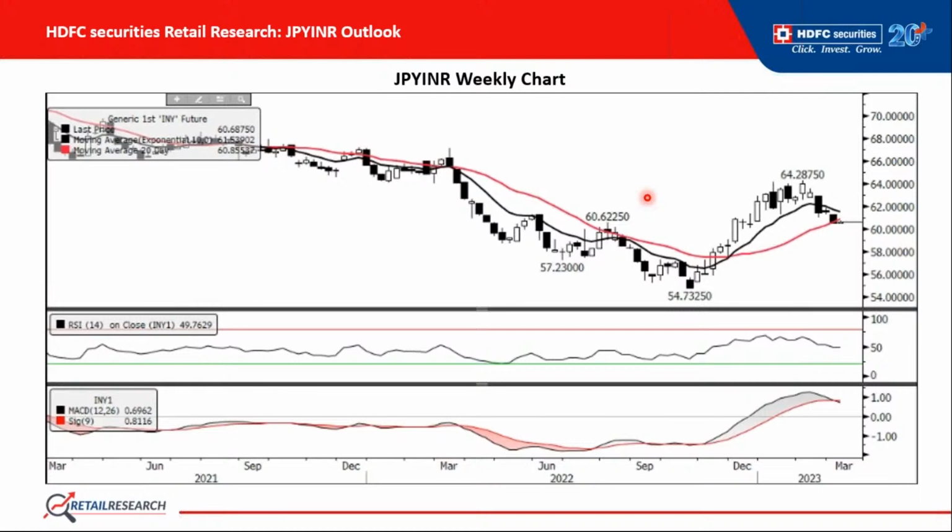But as you can see, the formation of lower tops and lower bottoms that started long ago has been reversed, and we have seen that after 54.73, one of the prior highs, was crossed, there are chances that we can see a trend reversal by forming a bottom somewhere around 59. That would probably satisfy the higher highs condition, and there we can see some buying emergence in JPY INR. For the time being, it is still on the profit booking side, and we can see a level of somewhere around 58 to 59 range.